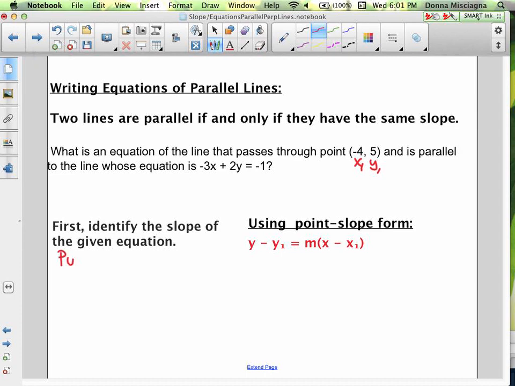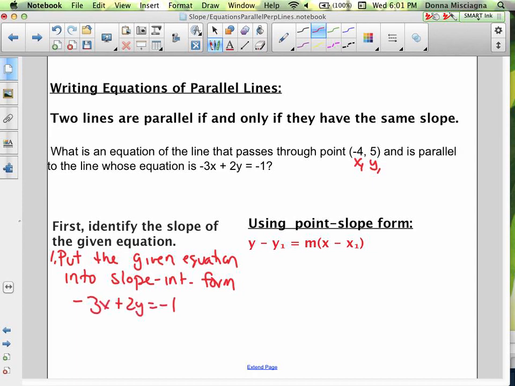So we need to put the given equation into slope-intercept form. Right, so we have negative 3x plus 2y equals negative 1. We'll add 3x to both sides. So we have 2y equals 3x minus 1, and then just divide everything by 2. And that gives us y is equal to 3 halves x minus 1 half. And so now we know our slope. Our slope is 3 halves.